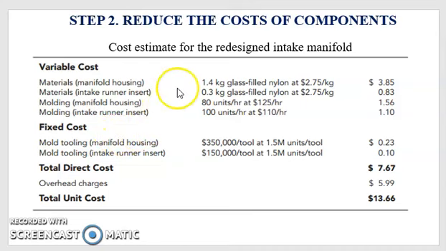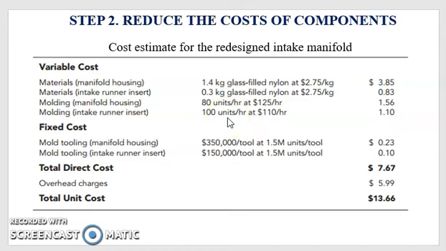Step 2 is to reduce the cost of materials. The original intake manifold requires an expensive casting process followed by several machining processes or operations. Now the intake manifold is redesigned using composite materials, that is glass filled nylon. This composite material is molded into intake manifold shape in a two-step process. The cost estimates of these molding processes are presented here. First process and second process.